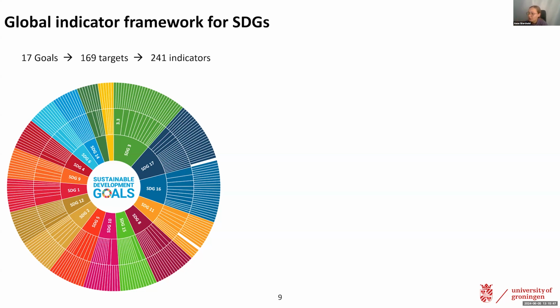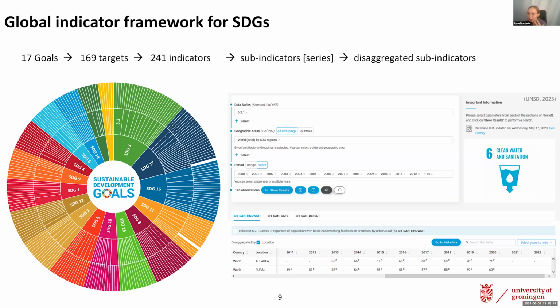So further, all of the indicators, as they're displayed with the 241, are descriptive and still, in some cases, multidimensional. This means that at the ground level you have certain sub-indicators, and these sub-indicators are then still disaggregated, for example, into demographic or non-demographic factors. And I've given you here an example of SDG 6.